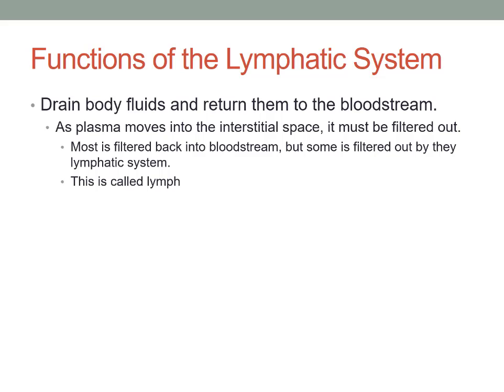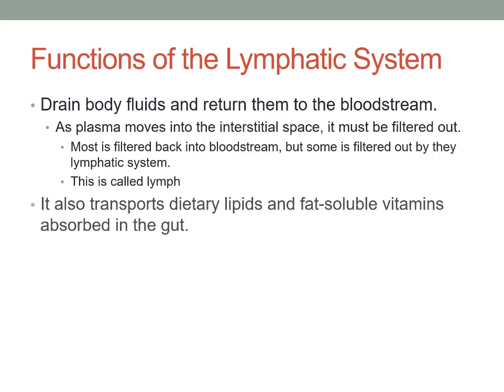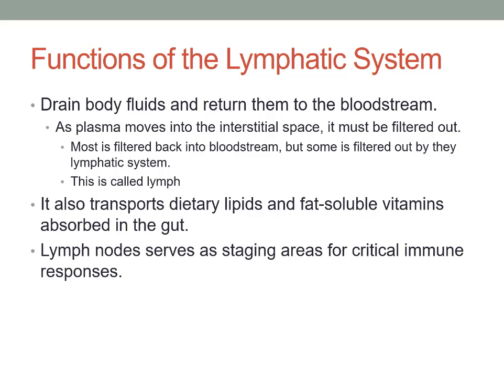Most of the plasma is filtered back into the bloodstream, but some is filtered out by the lymphatic system. That fluid that is filtered out by the lymphatic system is called lymph. The lymphatic system also transports dietary lipids and fat-soluble vitamins that are absorbed in the gut. The lymph nodes serve as staging areas for critical immune responses. And we'll talk later about the regional lymph nodes.